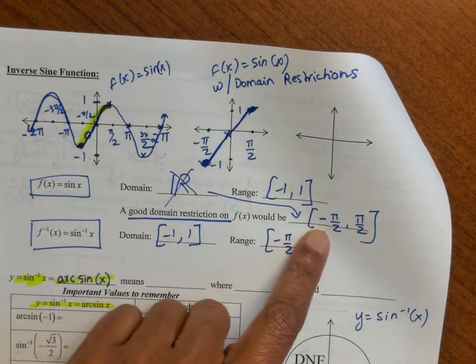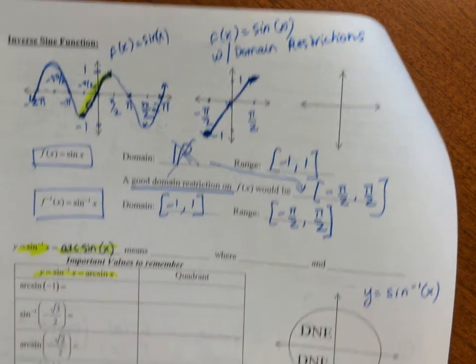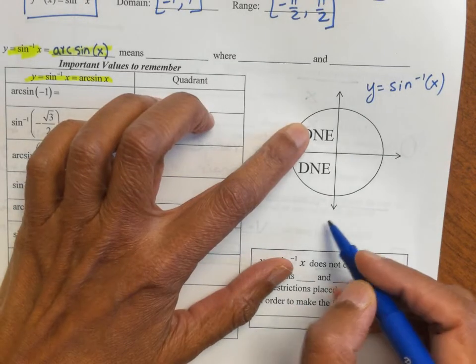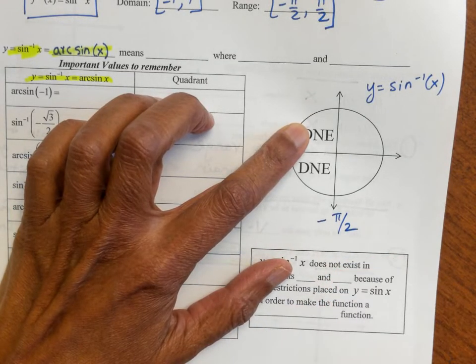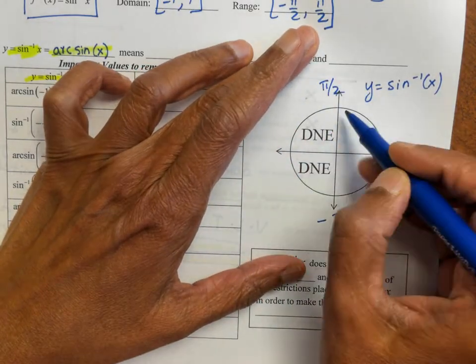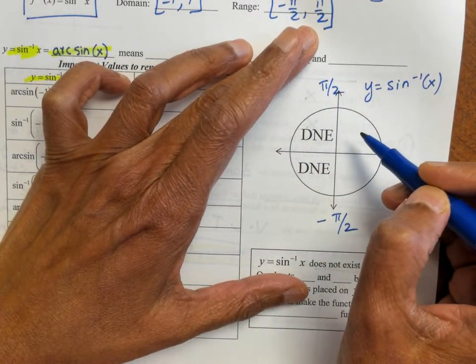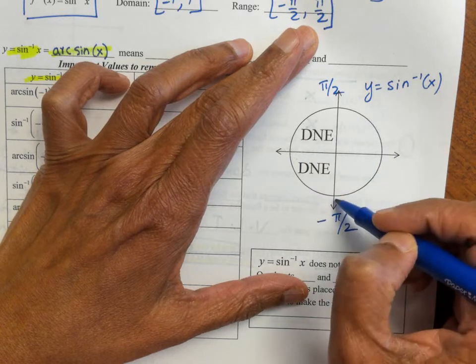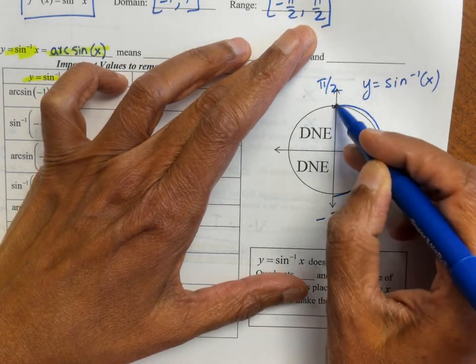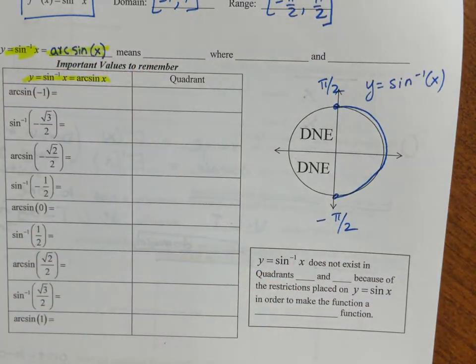A good domain restriction for sine inverse was so that the inverse is also a function. Where is negative pi by 2 on my unit circle? Where is pi by 2 on my unit circle? So the only values that exist for sine inverse are between negative pi by 2 and positive pi by 2. Everybody clear so far?